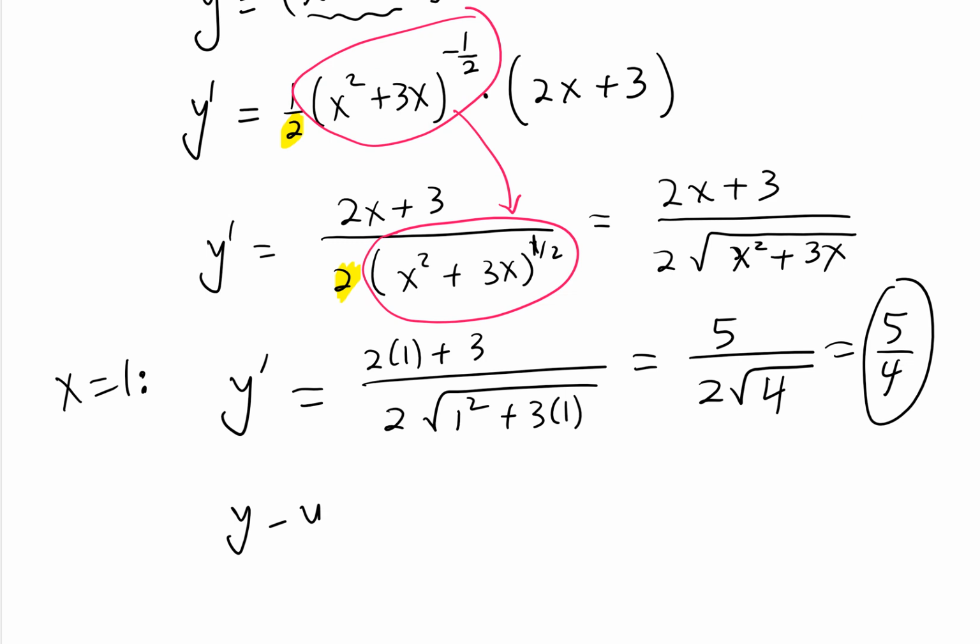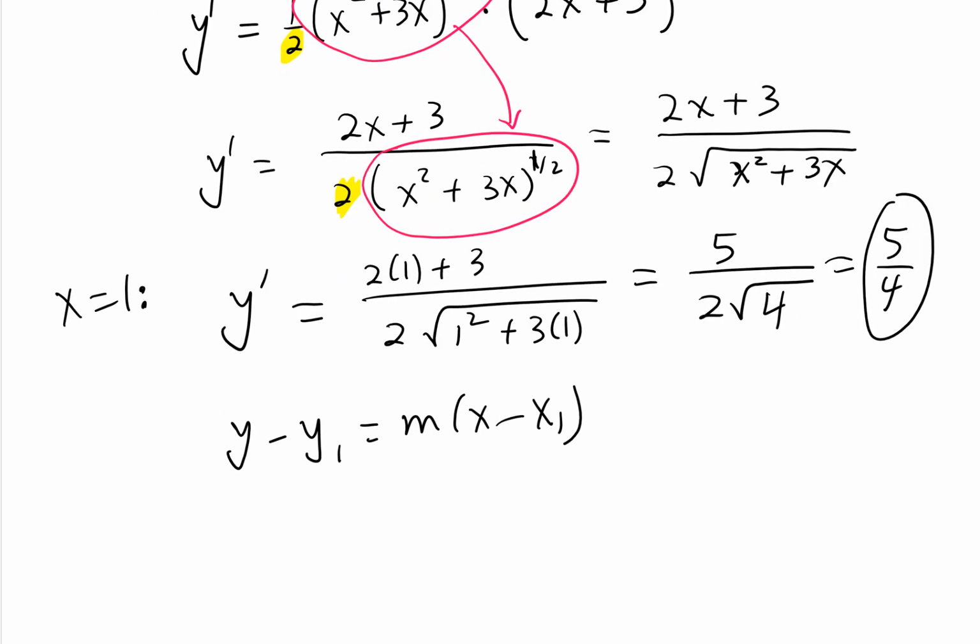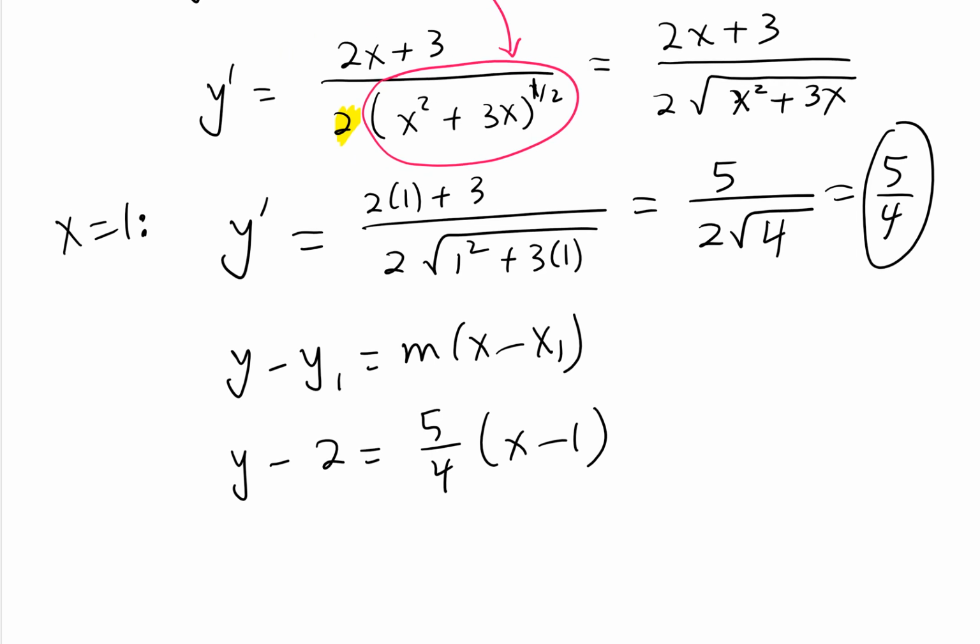Y minus y1 equals m times x minus x1. That's the equation of a straight line. y1 is 1, y2 is 2. 1 minus 2. Slope is 5/4, x minus 1. So to me, if you stop here, it's fine. But if you look in the back of the book or in my math lab, and they want you to write in a different form, we call slope-intercept form, then more work needs to be done.